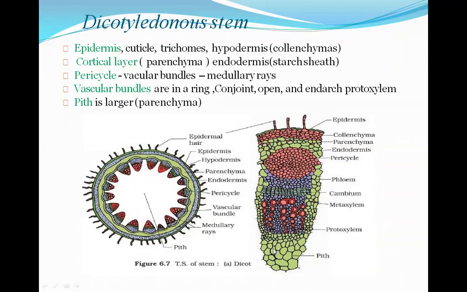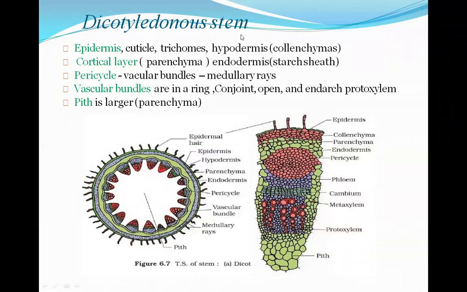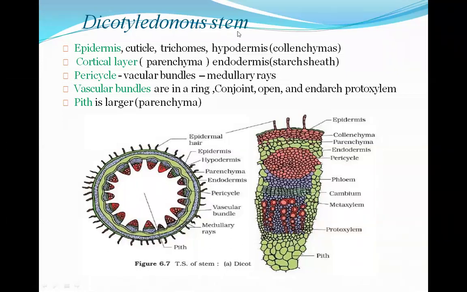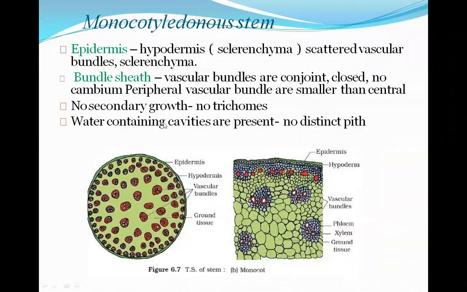Here, the pith which is observed is comparatively larger, and the pith is made up of the parenchyma cells. So this is about the first type of stem, the anatomy of the stem that is seen in the dicot plants, right? Second is the monocot stem, right? You can see here that it has the same things, but here we are going to see what changes are observed.